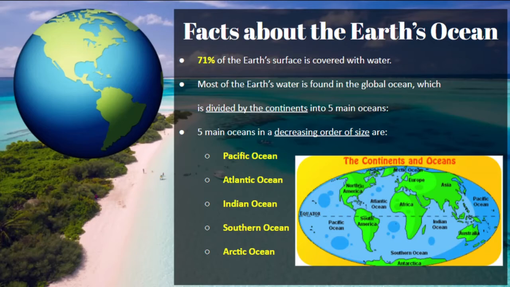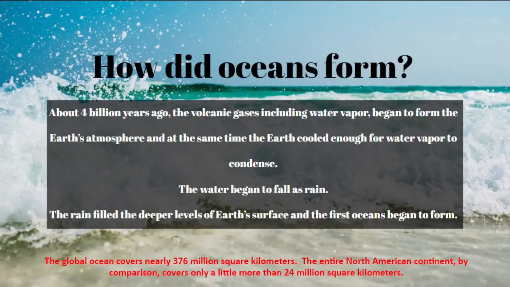These 5 are going to be listed in decreasing order of size. So obviously the Pacific Ocean is the largest, followed by the Atlantic, the Indian, the Southern, and then the smallest, which is the Arctic Ocean at the very top of the Northern Hemisphere.